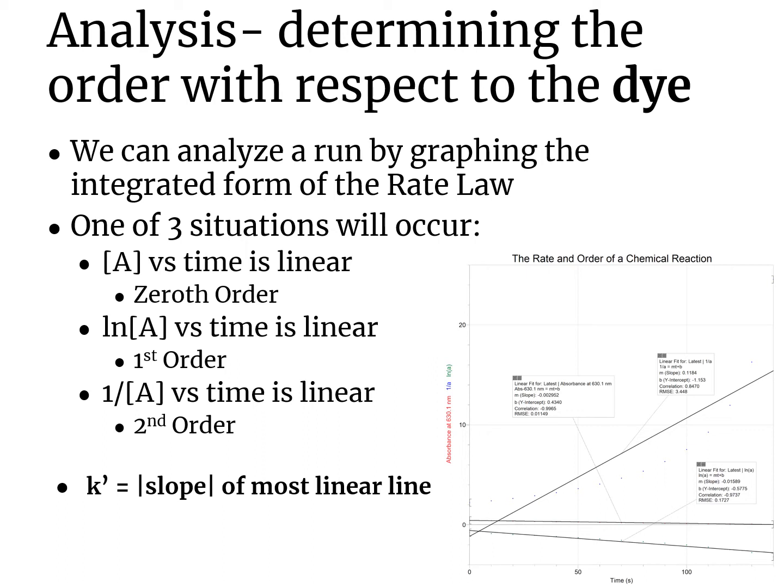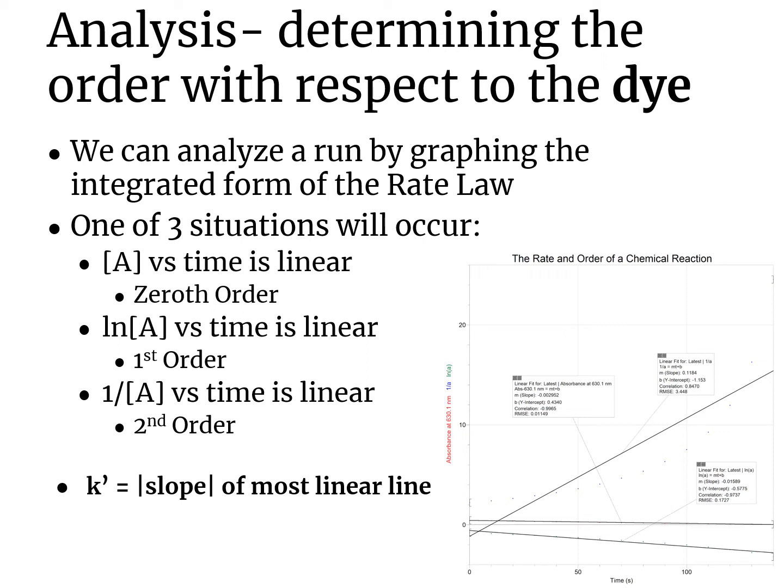And as I said, because it's a trial and error, for you to find out the order with respect to the dye, once you obtain the absorbance values for one of the runs, you will want to plot these 3 graphs to obtain the most linear of these 3. If, for example, your most linear graph is the absorbance versus time, then the order of the reaction with respect to the dye is 0 order.